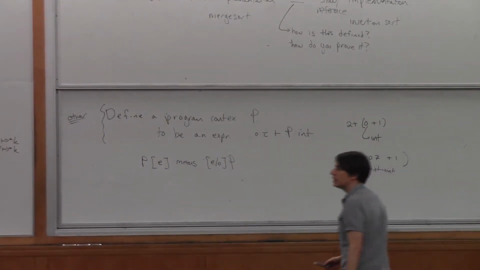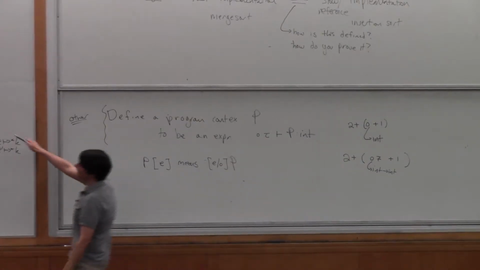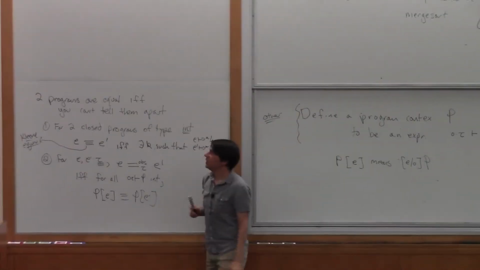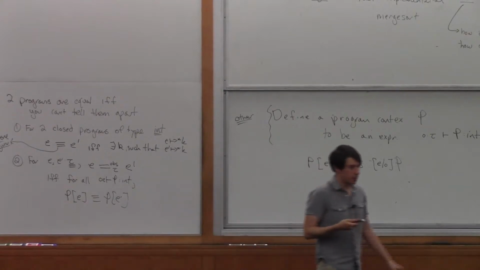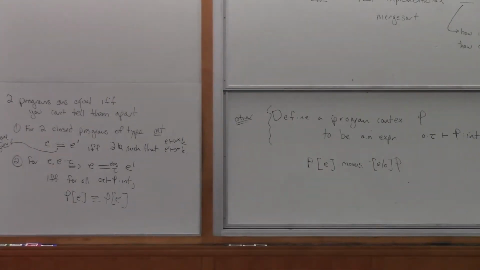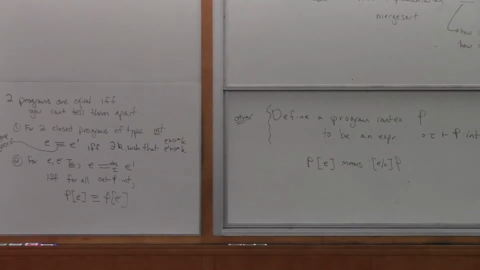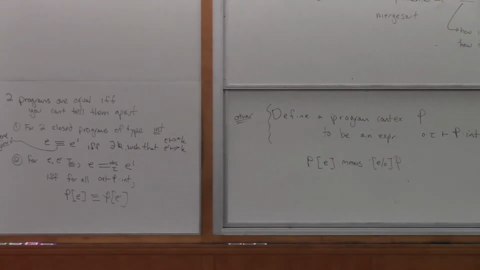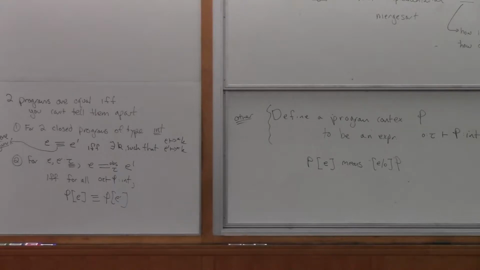Okay? So now our definition of equality is that two programs are equal if and only if you can't tell them apart. That is, whenever you build a bigger program out of them, you get the same answer when that bigger program is of type int. Okay, good on that? Questions?